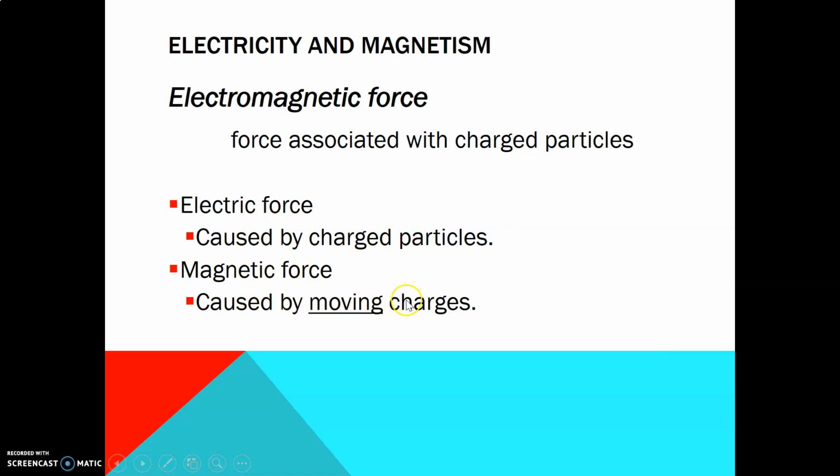Now you might be thinking, oh, well, my magnet that's on my refrigerator, it's a magnet, but it's not moving. Well, if you take a microscope and you zoom in to where you can see the tiny electrons within your magnet. Remember, an electron is a charged particle with a -1 charge, and all those tiny electrons in that magnet are actually moving, which is causing a magnetic force.